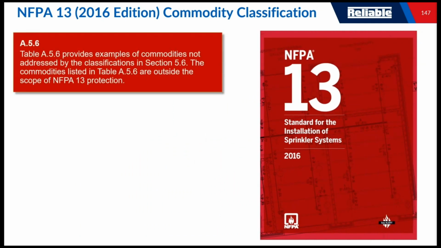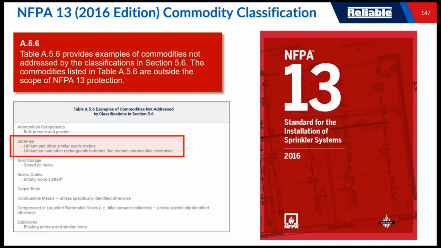It's important though, because NFPA 13, if you take a look at it, you will find batteries are excluded from the scope of NFPA 13. It's in the annex material, but it does say that commodities listed in table A56 are outside the scope of NFPA 13 protection. So if you do have something going on with lithium-ion batteries, NFPA 13 is not going to be a document that provides you with a way to protect them. Really, there isn't anything out there.